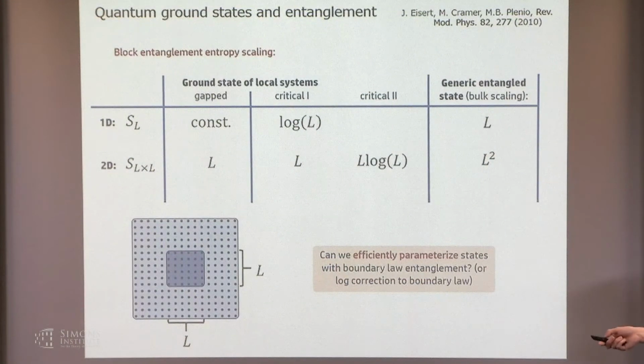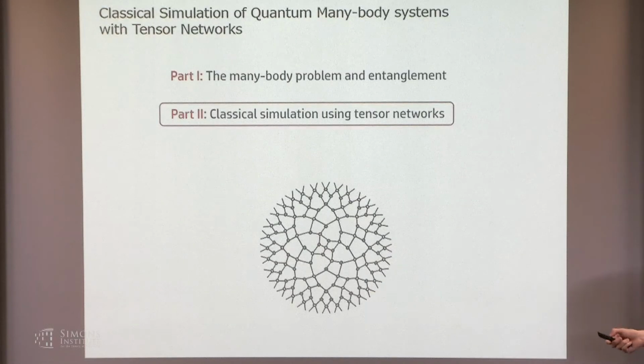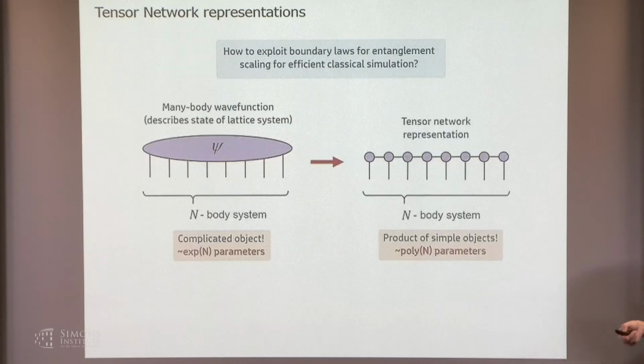Okay, so can we find ways of parameterizing area law or boundary law states efficiently? That's the goal. And one very productive way of doing it is using these structures called tensor networks. So just schematically before I go into detail, the idea is a typical or generic wave function is described by a tensor with exponentially many parameters. So this is some very complicated object. I'm going to break this down into a product of simpler objects, a product of small tensors that I can describe each of these efficiently.